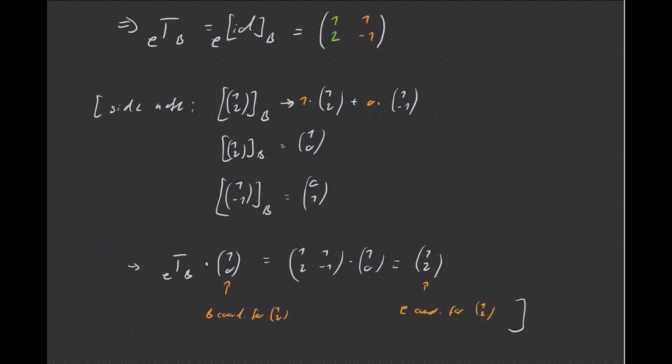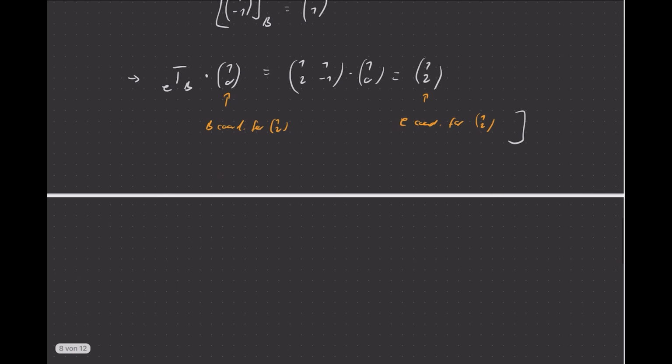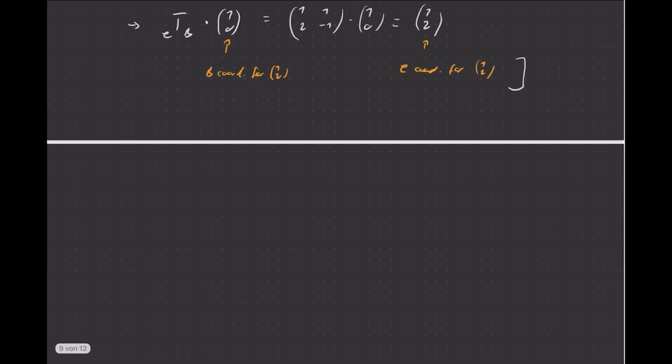Okay, so now we have this first transformation matrix. Of course, we also need the other one. That's going to be our second step. We also want to compute T from C to B. And we know this is the inverse of the matrix that we already have. So we just need to invert that. You will hopefully remember the formula for inverting 2 by 2 matrices. If not, let me show that to you.